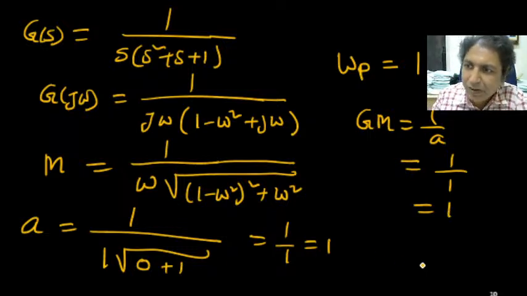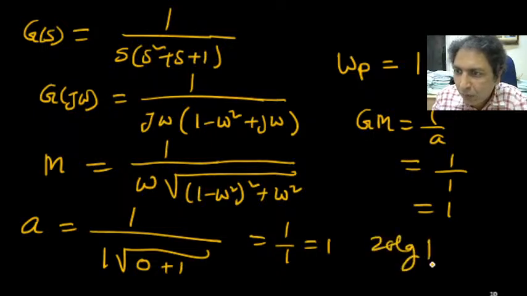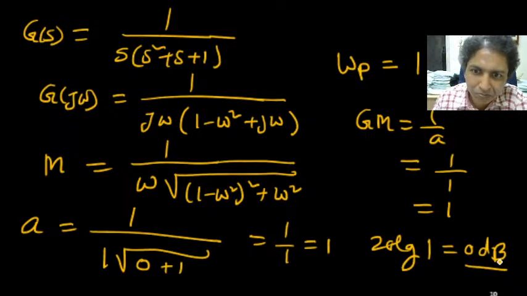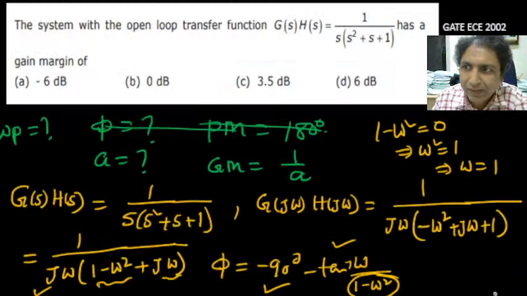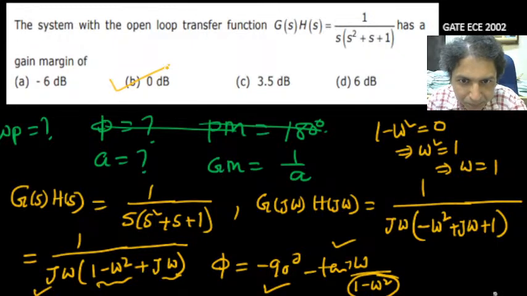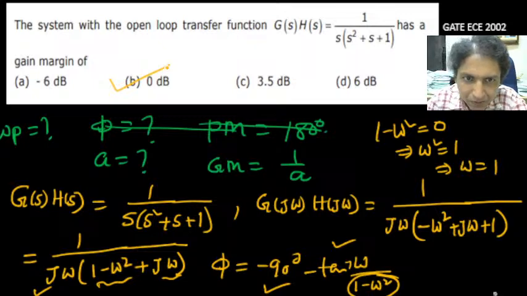So this is in normal scale. If I consider dB scale, it is 20 log of 1, and log 1 is 0. It is 0 dB. So you can see this thing is given in dB scale, so obviously the answer would be 0 dB. It's correct. Is it fine? Should I discuss more? Any confusion please?